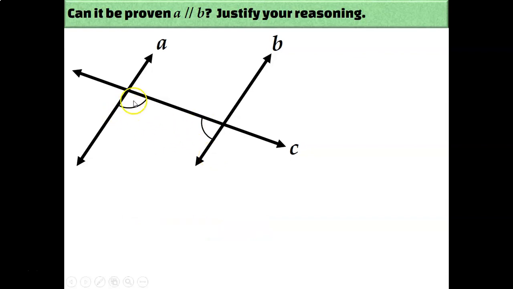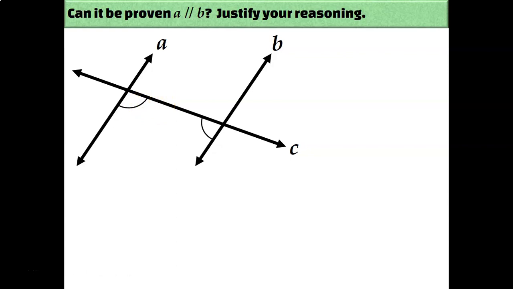What kind of pair of angles are we given this time? Well, they're on the same side of the transversal. They're both under line C, and they're in between the two lines that we're trying to prove are parallel. So that makes them consecutive interior.